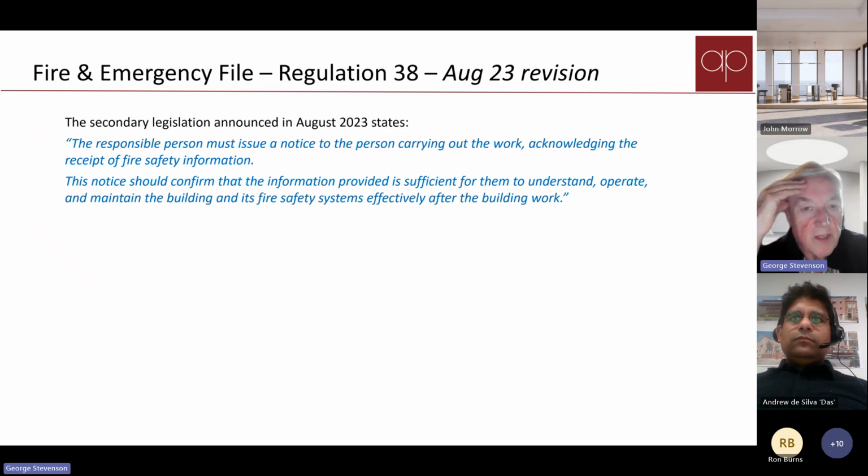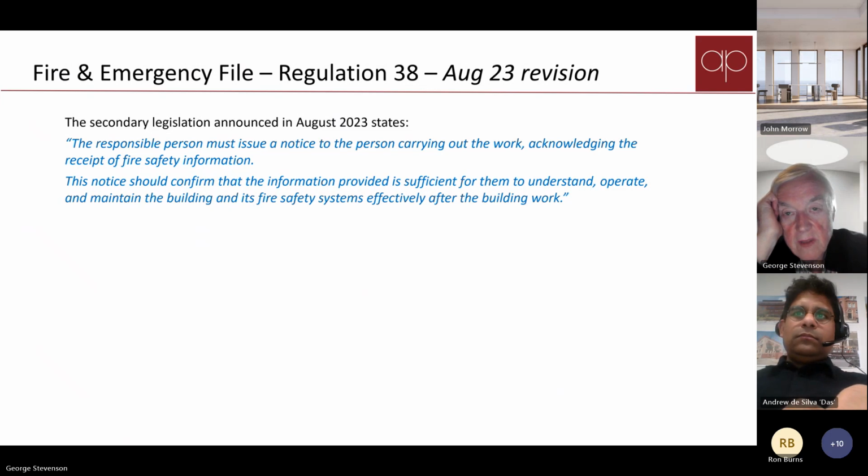And obviously the Regulation 38 thing, what becomes significant for the client in particular, or the responsible person, is that this is the new legislation that came in August that I think a lot of clients haven't yet become familiar with. I know John has, but basically the client has got to expressly confirm that they've received the information that is sufficient for them to understand and operate and maintain the building. Now, that's such a broad scope.